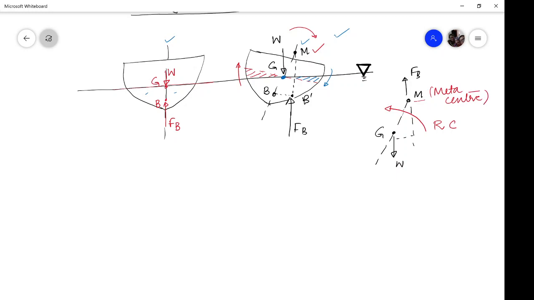So if the metacenter is above G, then this will be called as stable equilibrium condition. If the metacenter is below G, then this will be unstable.